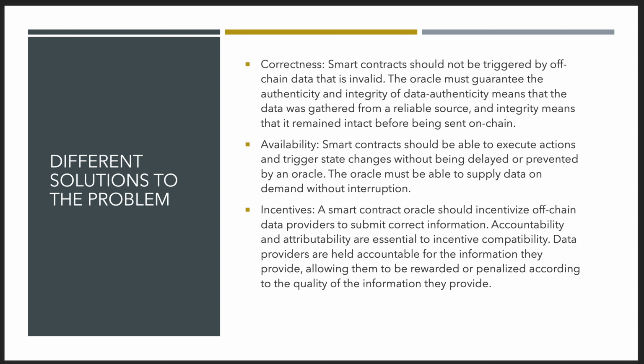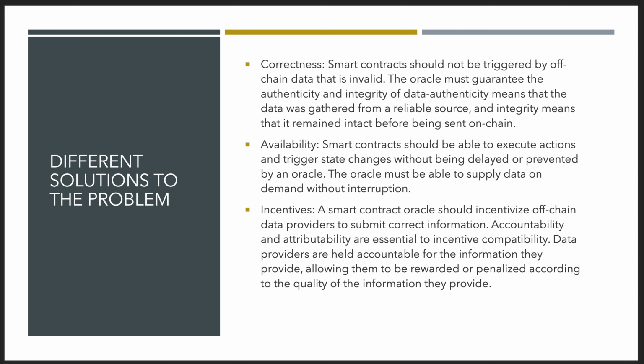So you have some different solutions to the problem. One of those is correctness. Smart contracts should not be triggered by off-chain data that is invalid. And again, there are techniques to make sure of the integrity and authenticity of the data, meaning the data was gathered from a reliable source and that it remained intact before being sent on-chain. So you have a way of validating and authenticating the information. Then there's availability: the data has to be available. So you get into the CIA triad here in a lot of ways. Smart contracts should be able to execute actions and trigger state changes without being delayed or prevented by an oracle.